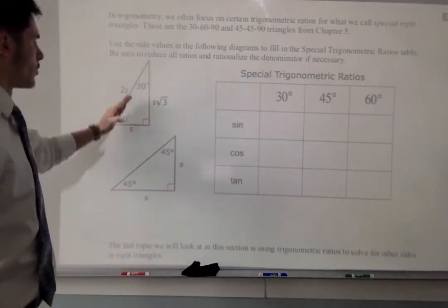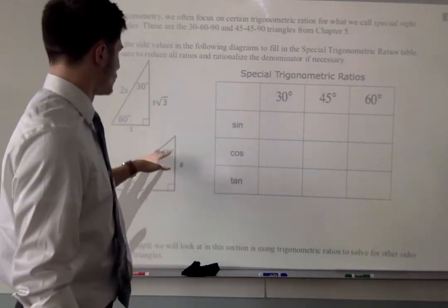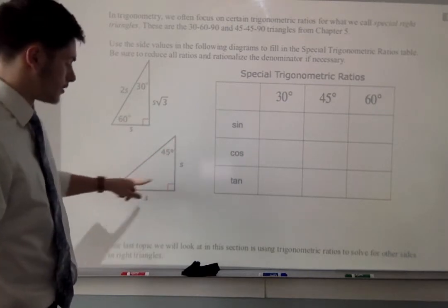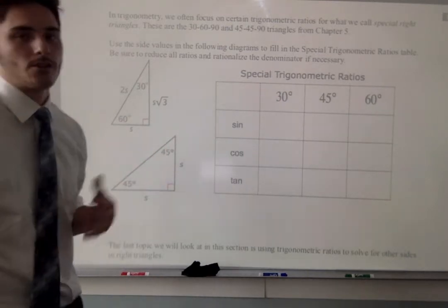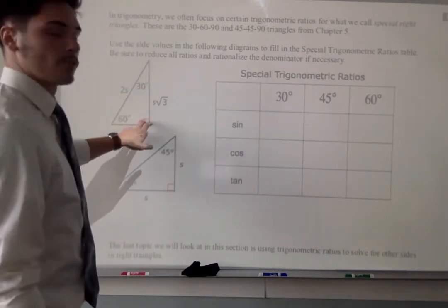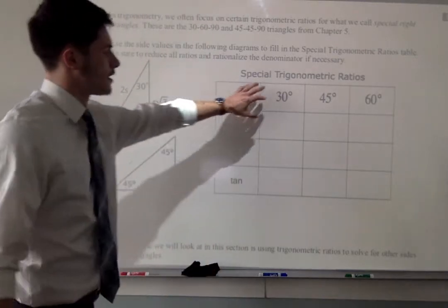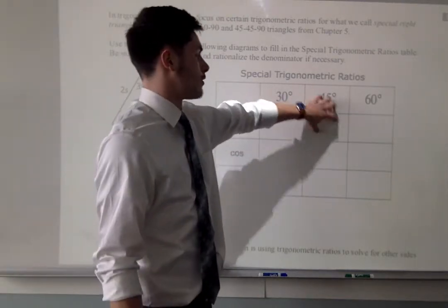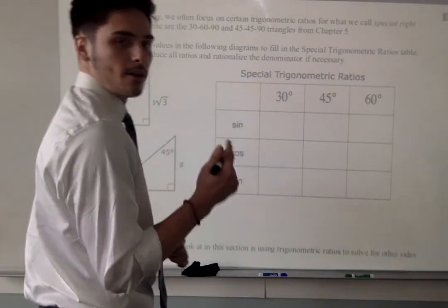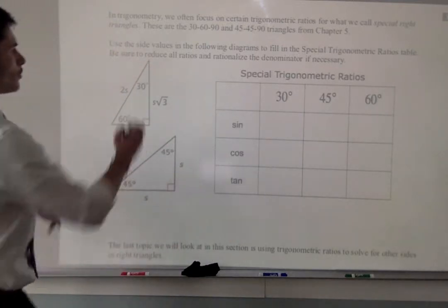These are the triangles we'll be working with. The special trigonometric ratios go for 45, 45, 90 triangles. And it's called that because we have a 45-degree angle, a 45-degree angle, and a 90-degree angle. And there's also special trigonometric ratios for 30, 60, 90 triangles. So I'll explain what those are in the 30-degree column, and then I'll have y'all fill it out for the 45-degree and the 60-degree.